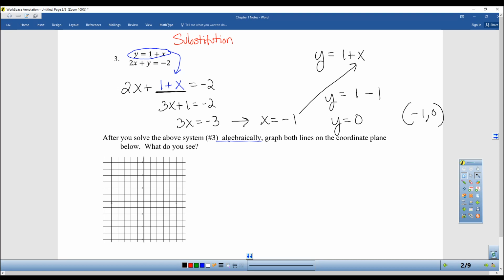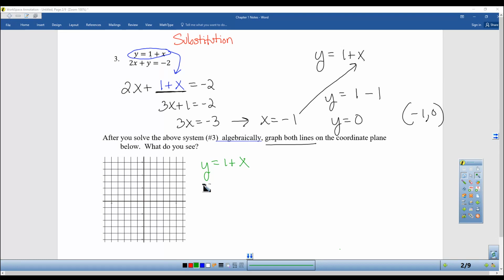So we just solved number 3 algebraically. Now we're going to graph both lines on the coordinate plane. This is a great chance for you to practice graphing. I would love for you to stop this video and see if you can graph both of those. But obviously, I'm going to do it right now for you. If you just keep watching all year, you're not going to do very well in this class. You really are going to want to stop the video and try it on your own.